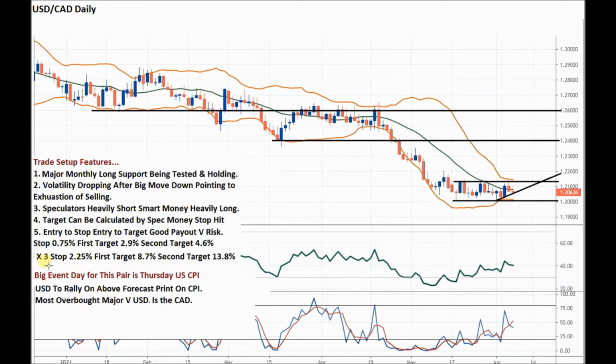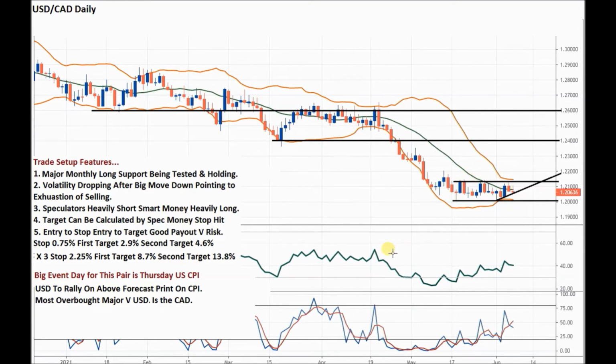So if you've got a 10,000 account, that means you're trading 30,000 in the market. 2.25% risk, 8.7% to first target, second target 13.8%. So if this trade really ran to the second target, it'd be a great one. I'm not saying it's going to, but I think first target looks on the cards. And second target, if we look back in the past, similar divergences on the COT have generated that sort of move.